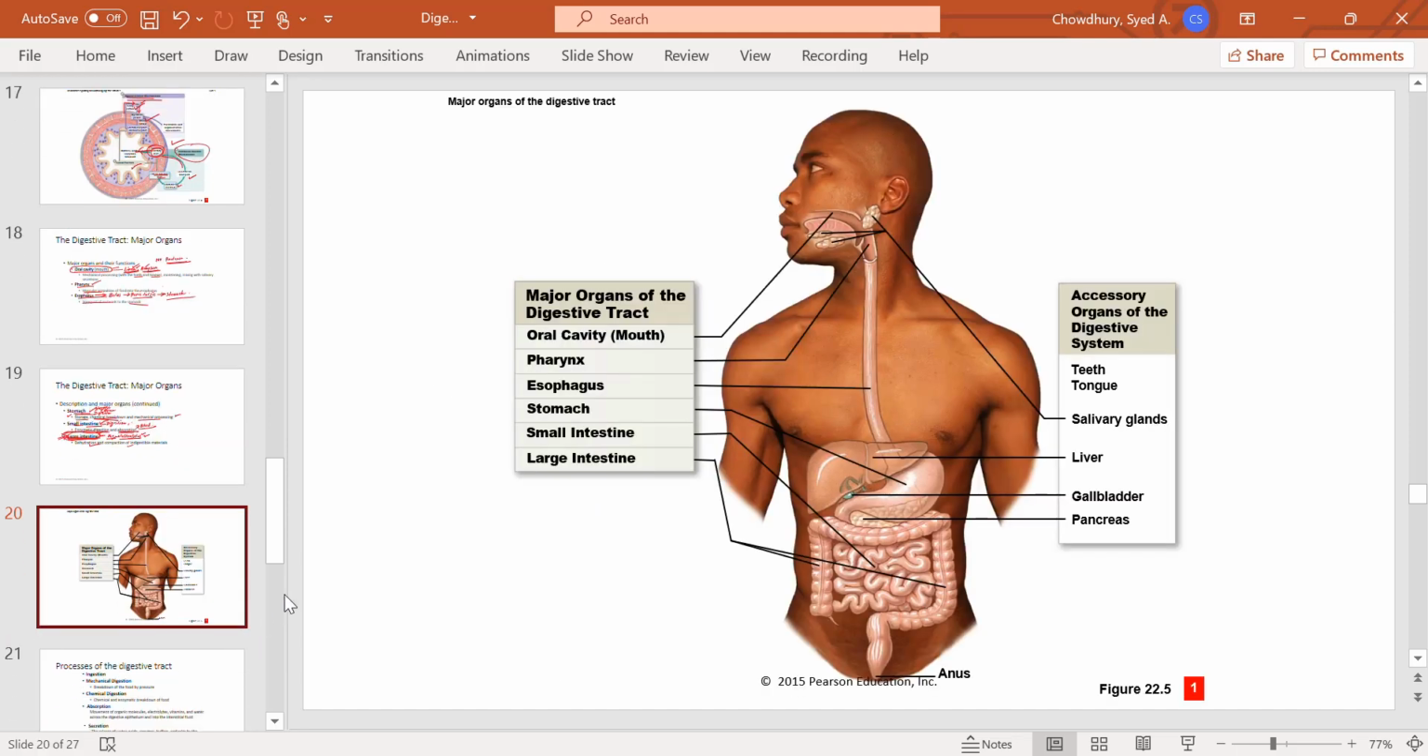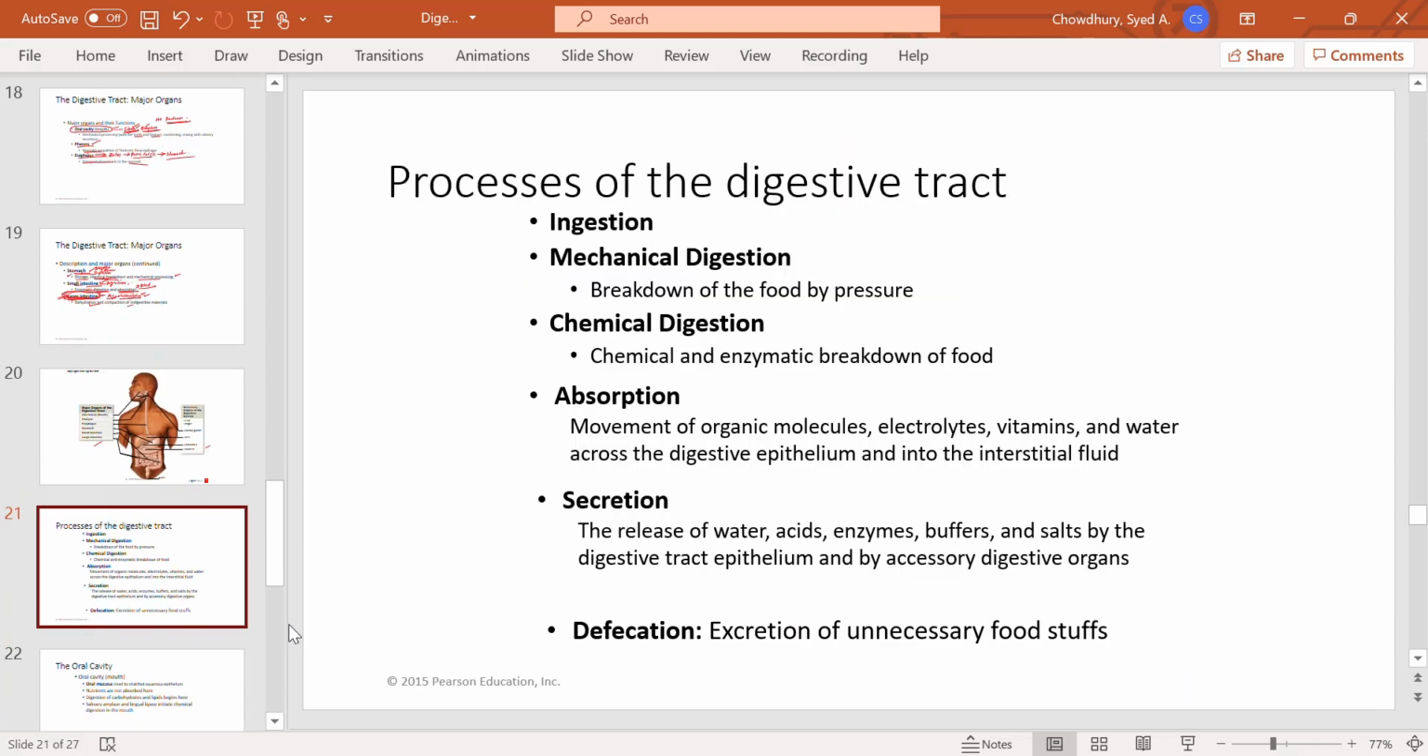Okay, so here you see the organs or parts of your GI tract. Now the processes that take place in the GI tract. First, what happens when we decide that we will eat food? First, we put the food in the mouth. So this is your mouth. So you put the food inside the mouth using your hand or spoon, and that is called ingestion. Very simple, putting the food in the mouth from outside.